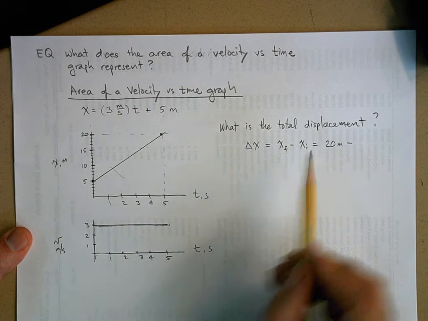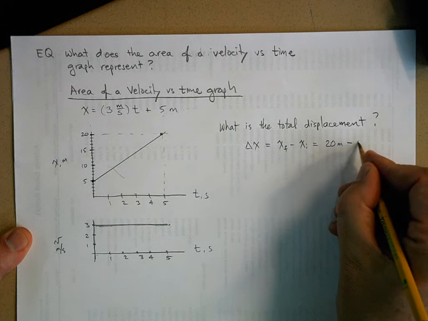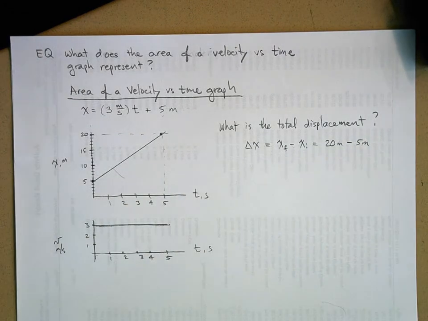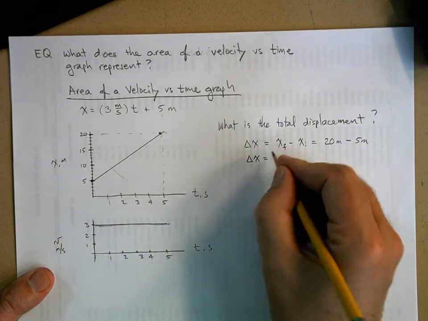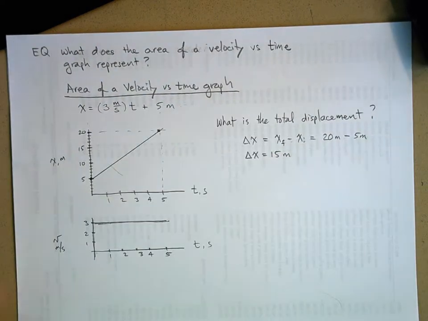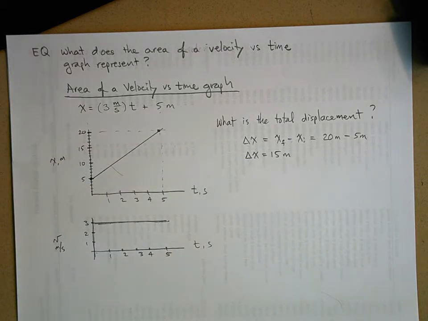Well, it started at 5 meters. So I can say that the displacement equals 15 meters. That's how much I changed my position, right? If I start at 5 and I end up at 20, I changed by a positive 15. Simple, right? Everybody got that? Okay. But there's a way of getting that from this graph as well.